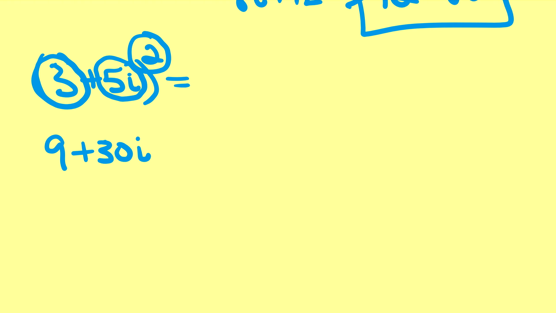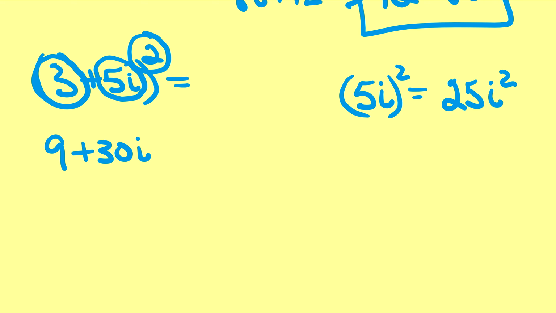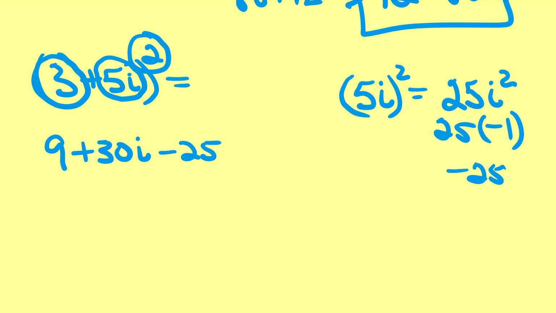And then I'm going to take the 5i, the last term, and square that. So that means I'm going to take 5i and square it. And that's going to give me 25i squared. We know that i squared is -1 times 25. So this last part is going to end up being -25. 9 minus 25. Add my like terms together, I get -16 plus 30i.